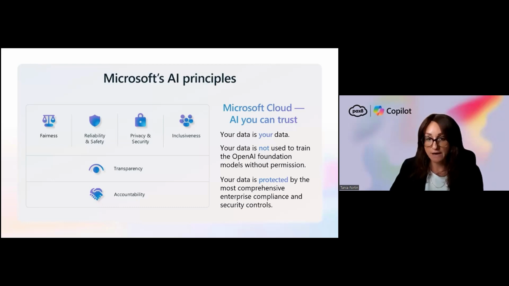So in terms of fairness, we wanted to make sure that AI systems should treat everyone fairly and not be different for different groups of people in different ways if they're in similar situations. Reliability and safety, Microsoft wanted to make sure that those systems were operated safely and consistently under normal or unexpected conditions. So whatever the conditions were, it had to be consistent.